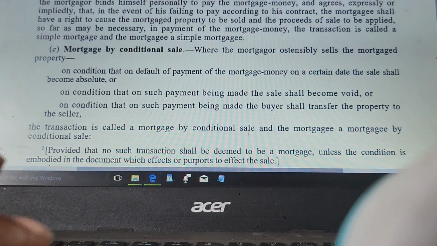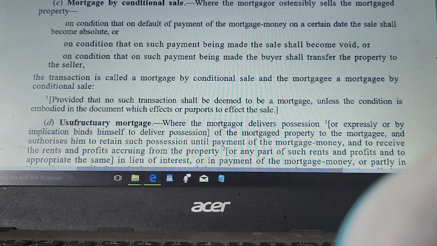(c) Mortgage by conditional sale. Where the mortgagor ostensibly sells the mortgaged property on condition that on default of payment of the mortgage money on a certain date the sale shall become absolute, or on condition that on such payment being made the sale shall become void, or on condition that on such payment being made the buyer shall transfer the property to the seller, the transaction is called a mortgage by conditional sale, and the mortgagee a mortgagee by conditional sale, provided that no such transaction shall be deemed to be a mortgage unless the condition is embodied in the document which effects or purports to effect the sale.